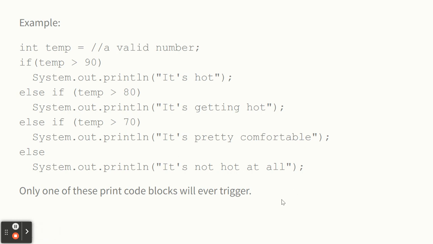Now, only one of these blocks will trigger, because you might be thinking, oh, if I did 100, it would trigger all of them. But it just does the first one it finds. It doesn't consider any of the others. There's only one way out of this thing. Questions?